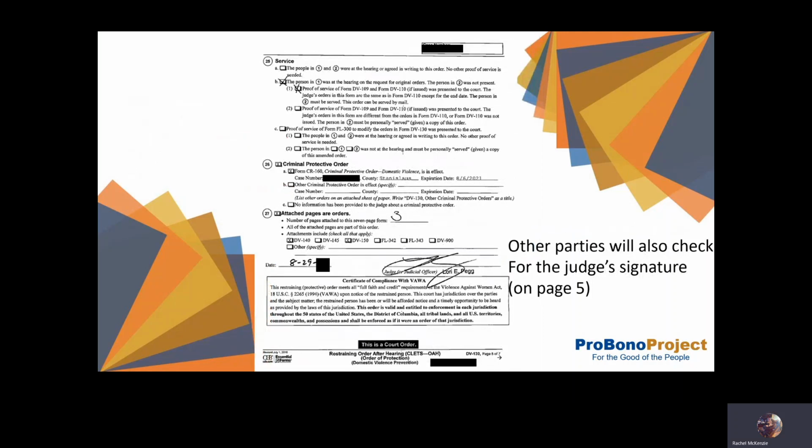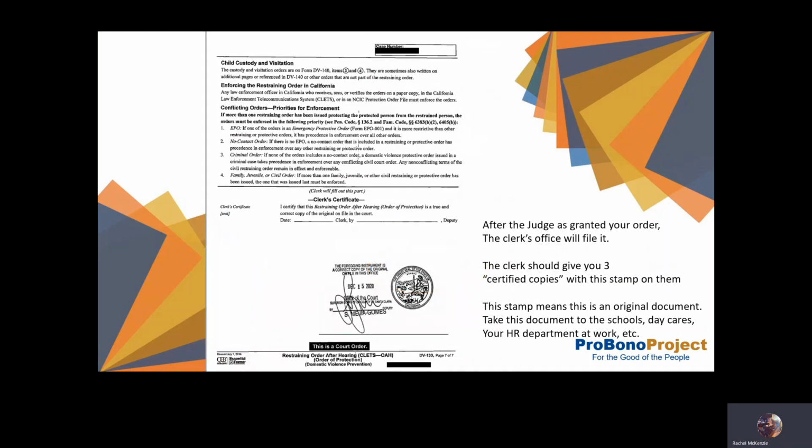Another thing that third parties, such as schools and police officers, may look for is the judge's signature, which can be found on page 5. And finally, the last thing they will want to see is after you get the order granted, the clerk's office will file it, and they should give you 3 certified copies with this stamp on them. The stamp symbolizes that this is an original court document. The schools, daycares, your work, and HR, they would want to see this certified document like this. You can make copies of it, but the original is the best.